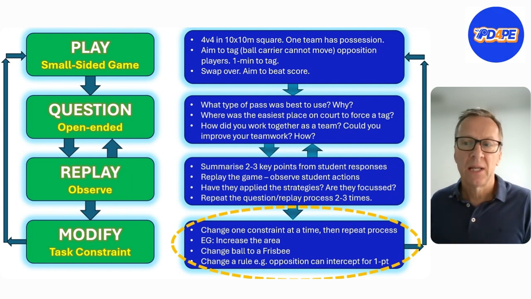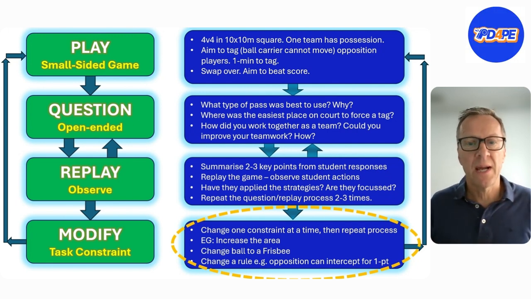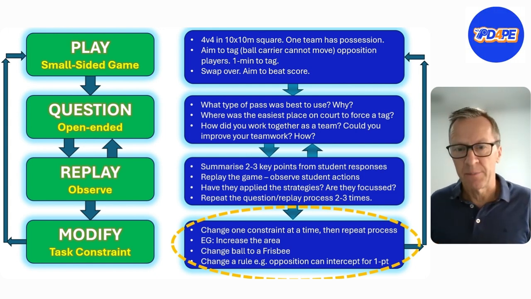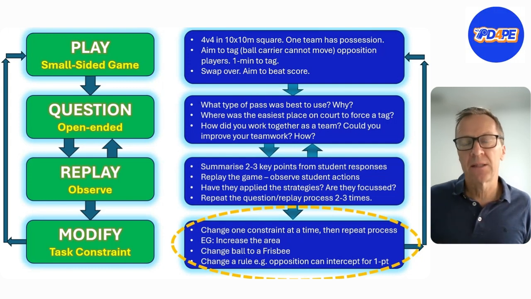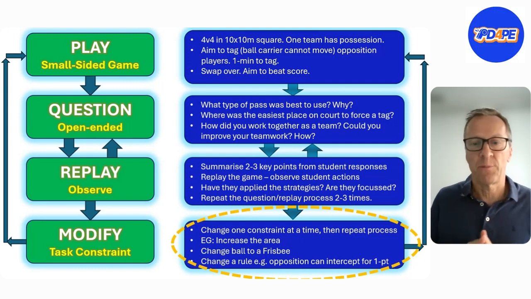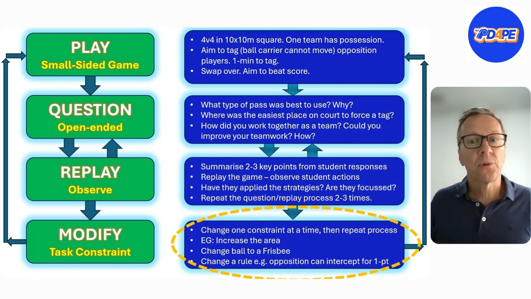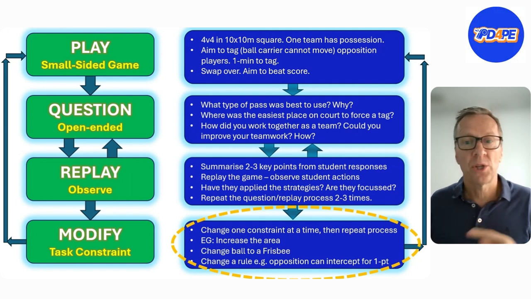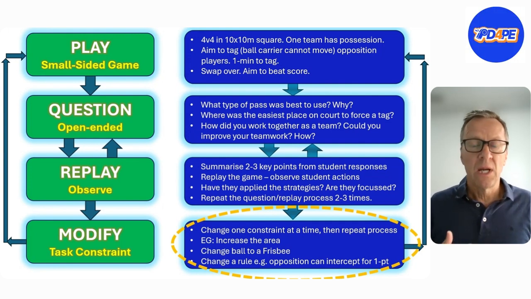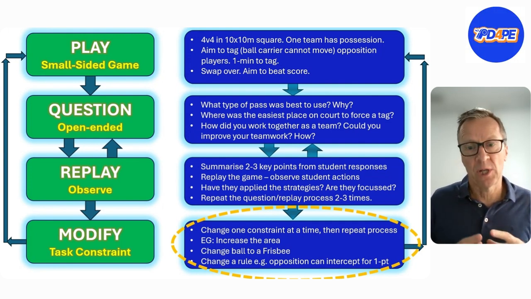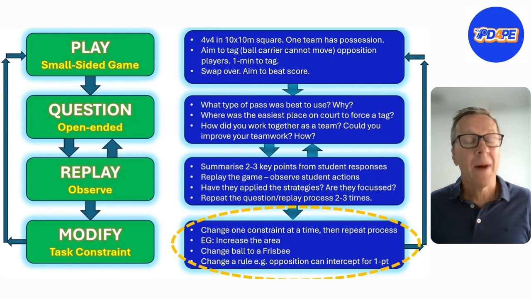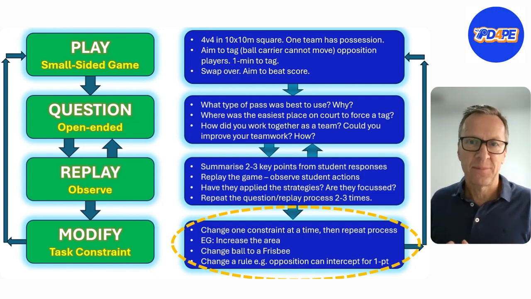So we'd replay it. We could ask similar questions, but now we could ask the obvious question about how did increasing the area change the focus of the game? Did it make it easier for the attackers, or did it make it easier for the team without the ball? We would go through that process of questioning, replay the game, then we'd modify another task constraint. So for example, we could change the ball to a frisbee, which for most students will be a much harder object to throw and catch. So that now may make it more difficult for the team trying to get tags.